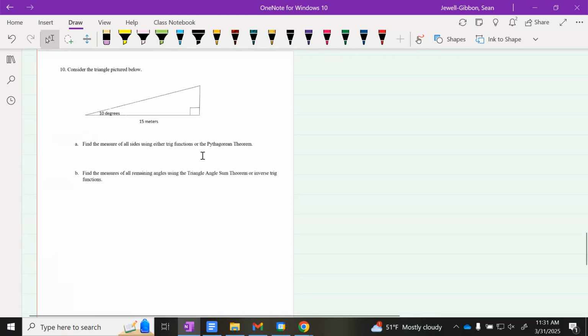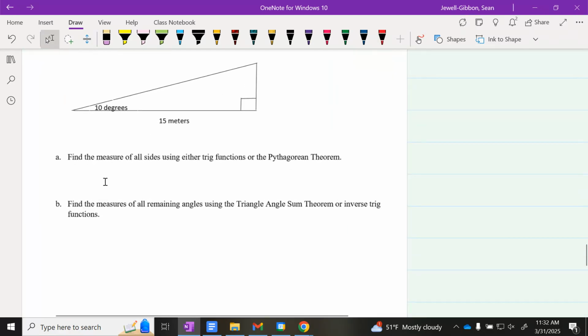Alright, last one here, we are going to find the measure of all sides using either trig functions or Pythagorean theorem. So we can't use Pythagorean theorem yet because we just have one side to work with, so we're going to have to start with trig. I'm going to go ahead and zoom in here a little bit.